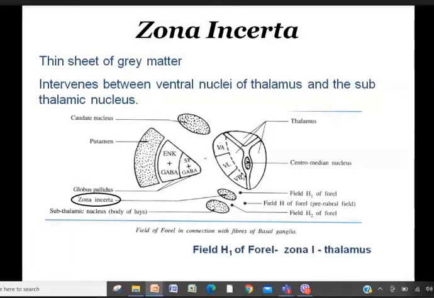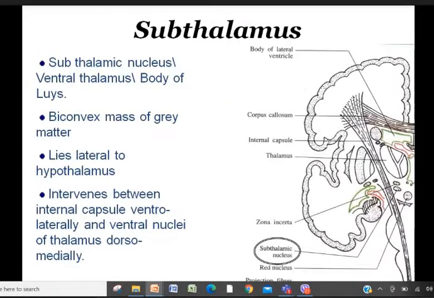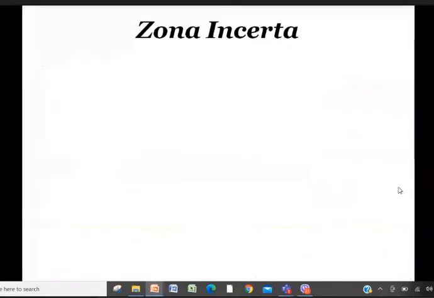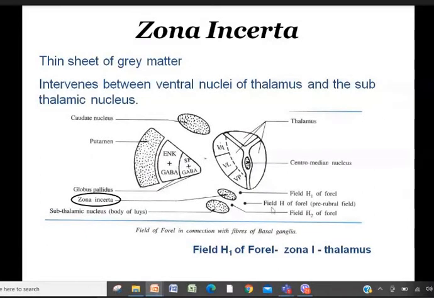What we have studied previously, the subthalamus, lies between the internal capsule and the thalamus. Please remember this. The subthalamus lies between the thalamus and the internal capsule, whereas the zona incerta lies between the thalamus and the subthalamic nucleus. Now these three fields you just have to remember.